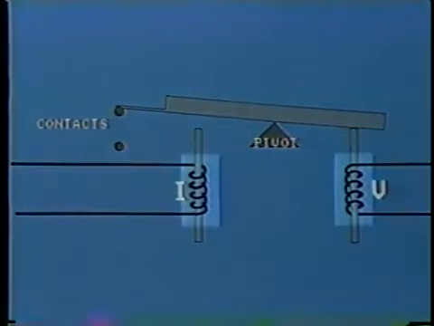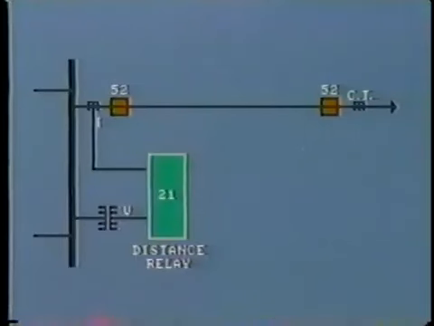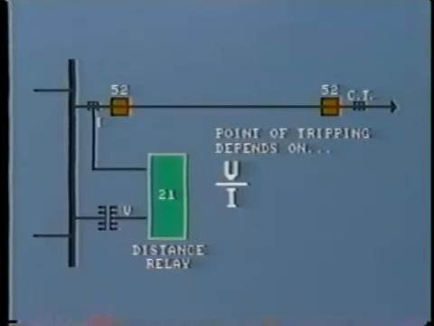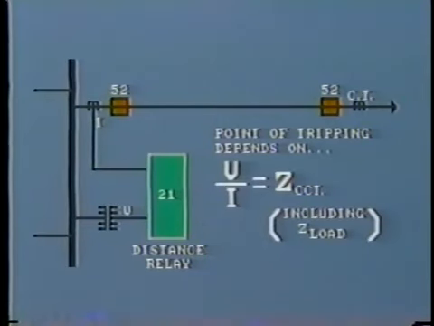The actual point of tripping could be set by adjusting the position of the center pivot, or more simply, by adjusting taps on the voltage and current coils to increase or decrease the number of turns. Either way, the actual point of tripping depends upon the comparison, that is the ratio of voltage to current, V over I. The relay is in fact measuring the impedance of the circuit being protected, including the load impedance.